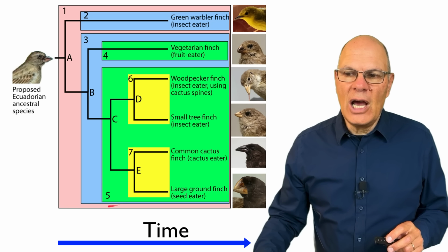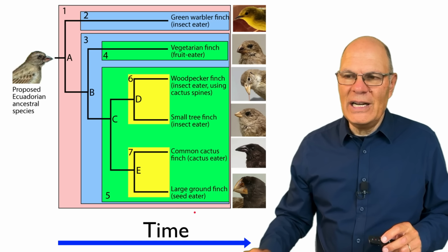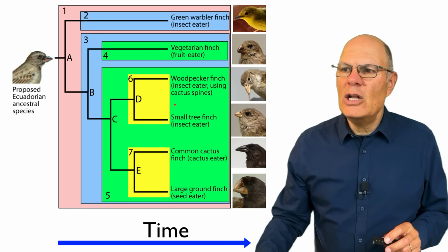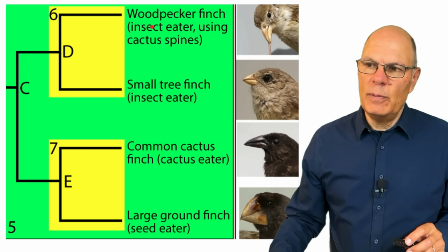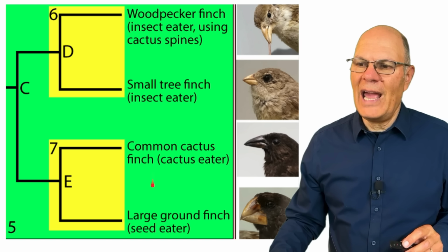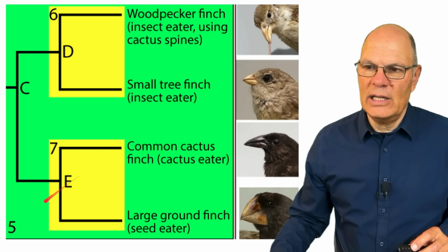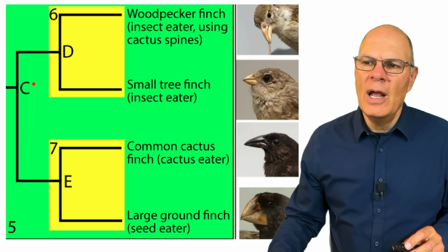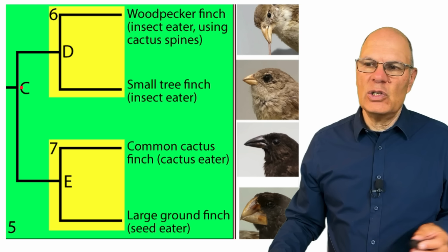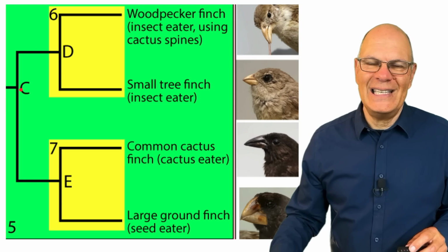If you go back in time, because there's implied time in any phylogenetic tree, then all of these four species, the woodpecker finch, the small tree finch, the common cactus finch, and the large ground finch, they comprise a clade. That's group number 5 over here. Their common ancestor is this species that's over here at C.